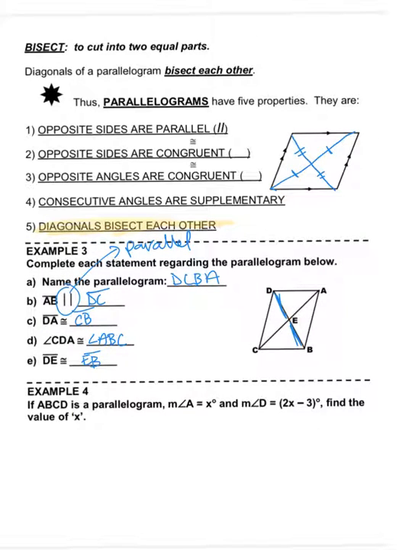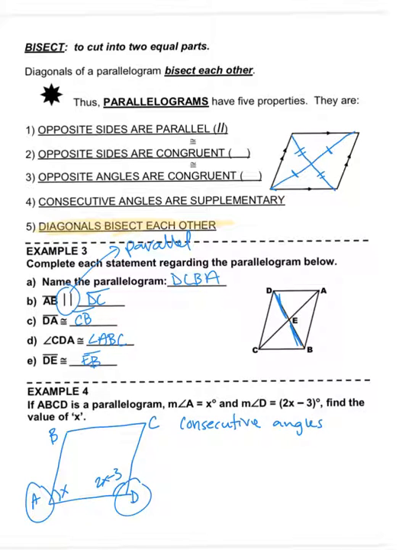Alright, so now we're going to start getting into some algebraic problems. So for example 4, it says if ABCD is a parallelogram, so I would say draw your figure. So this is the figure I drew. Again, doesn't matter where you put A as long as you go either clockwise or counterclockwise. So here we know that angle A is X, angle D is 2x minus 3, and we're asked to find what the value of X is going to be. So you have to think about what is the relationship between A and D. So we know A and D are angles and they're next to each other, so it would be considered consecutive angles, which we know that consecutive angles are supplementary. So that means that we would have to take angle A, add it with angle D, and they would add up to 180.